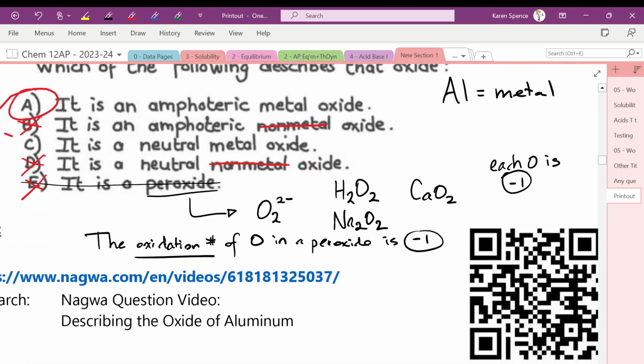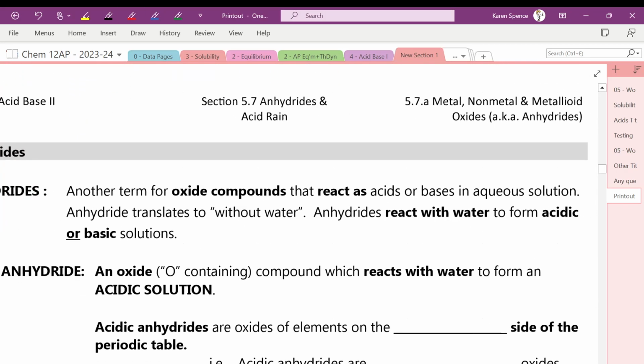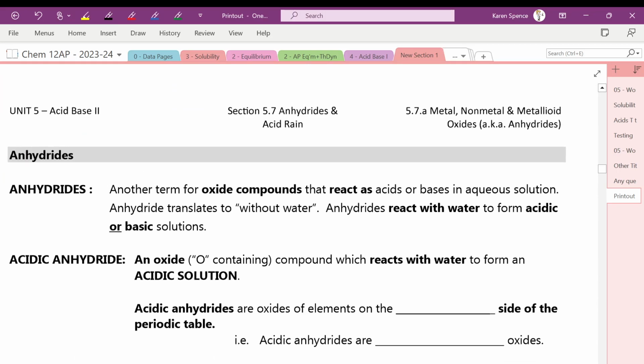All right. If you want to see a video about that question, it's here, but we've basically just gone through the process. Okay, another word for oxide compounds that react as acids or bases is anhydrides. You need to know the word anhydride. Anhydride means without water, which means that you can add water to it and it will react. Anhydrides react with water to produce acidic or basic solutions.